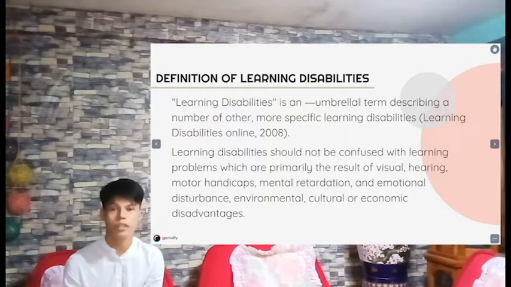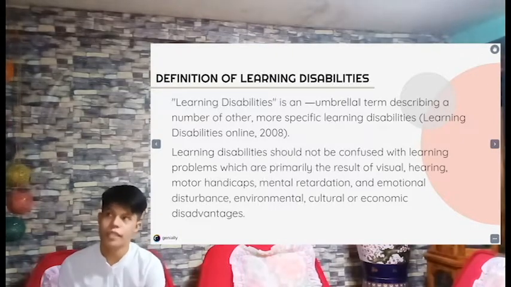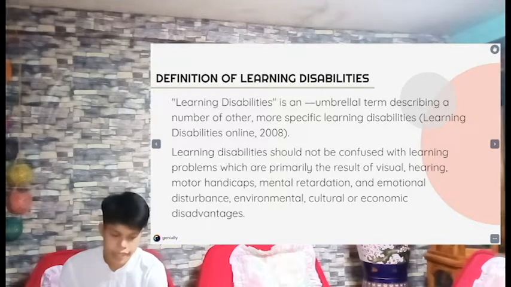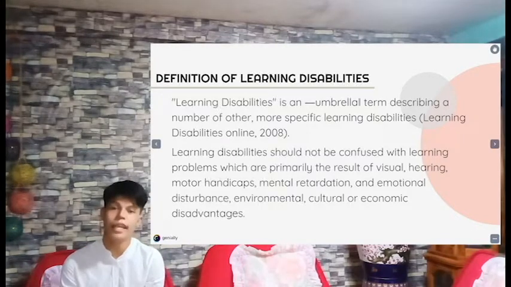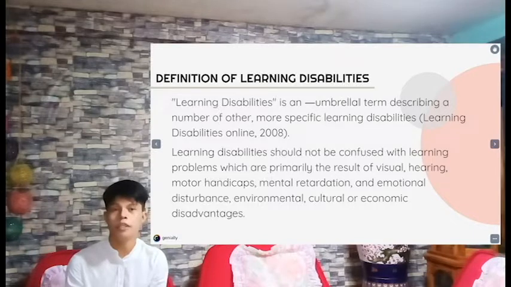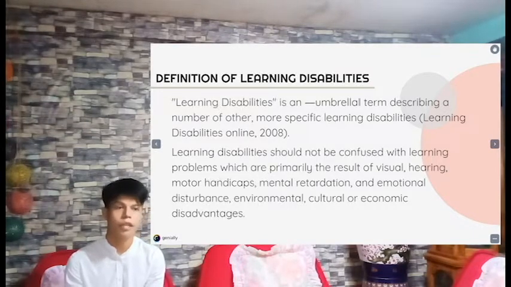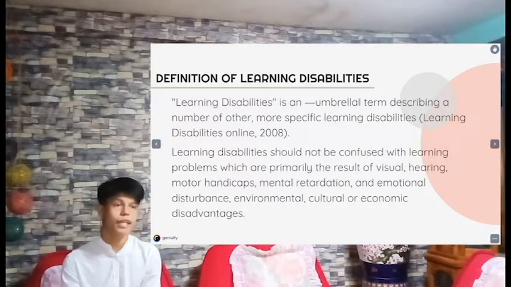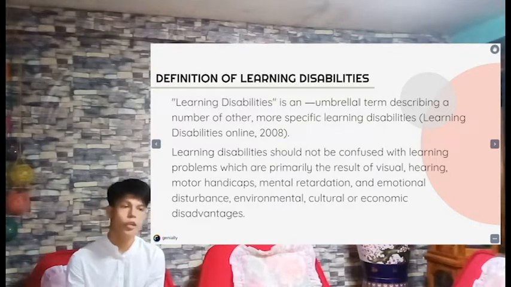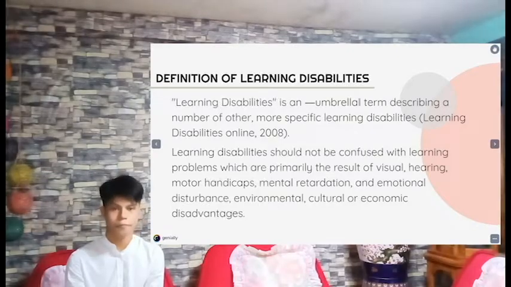The person looks perfectly normal and seems to be a very bright and intelligent person, yet may be unable to demonstrate the skill level expected from someone of similar age. So, learning disabilities should not be confused with learning problems, which are primarily the result of visual, hearing, motor handicaps, mental retardation, and emotional disturbance, environmental, cultural, or economic disadvantages.